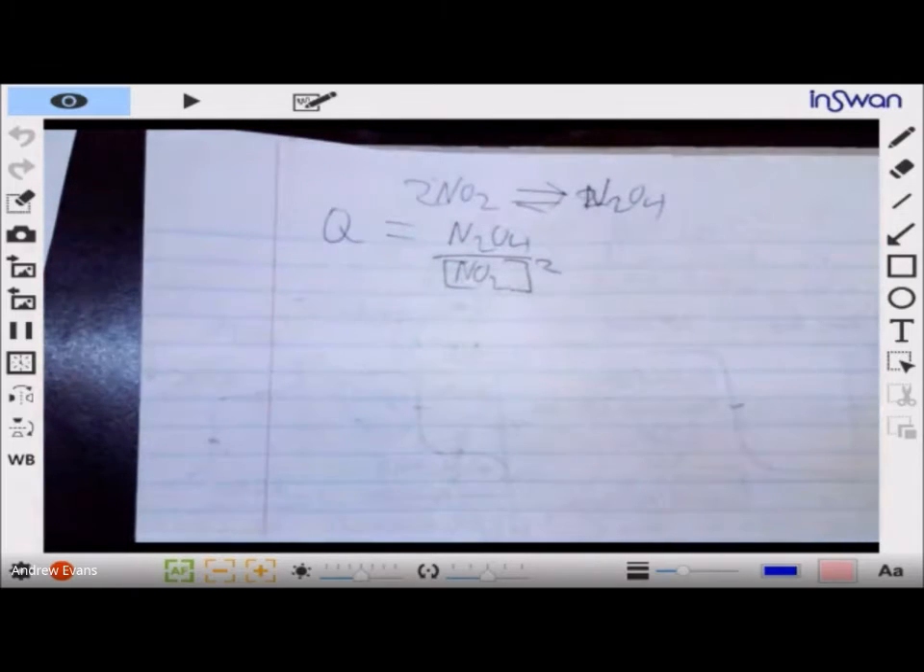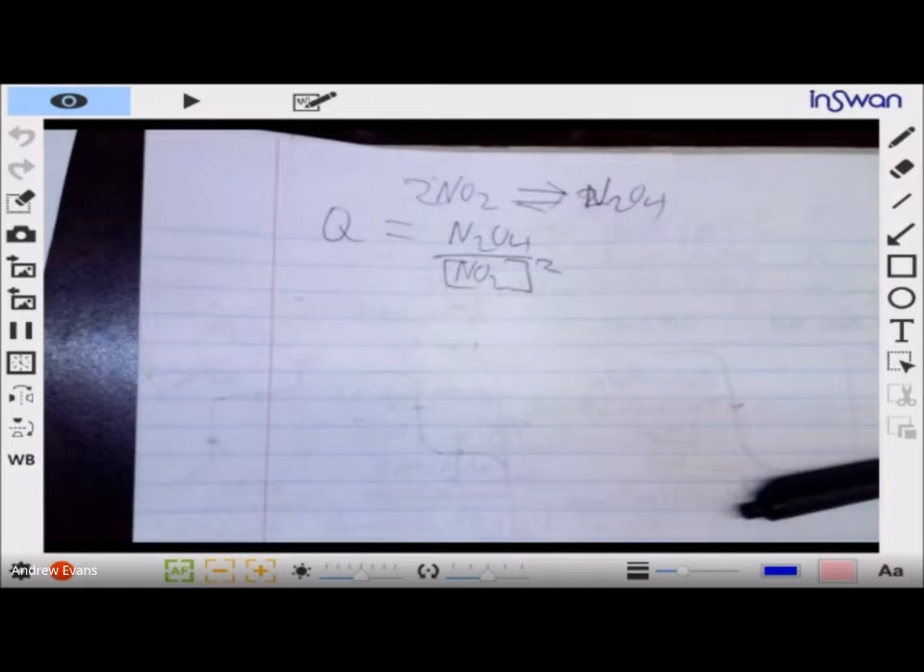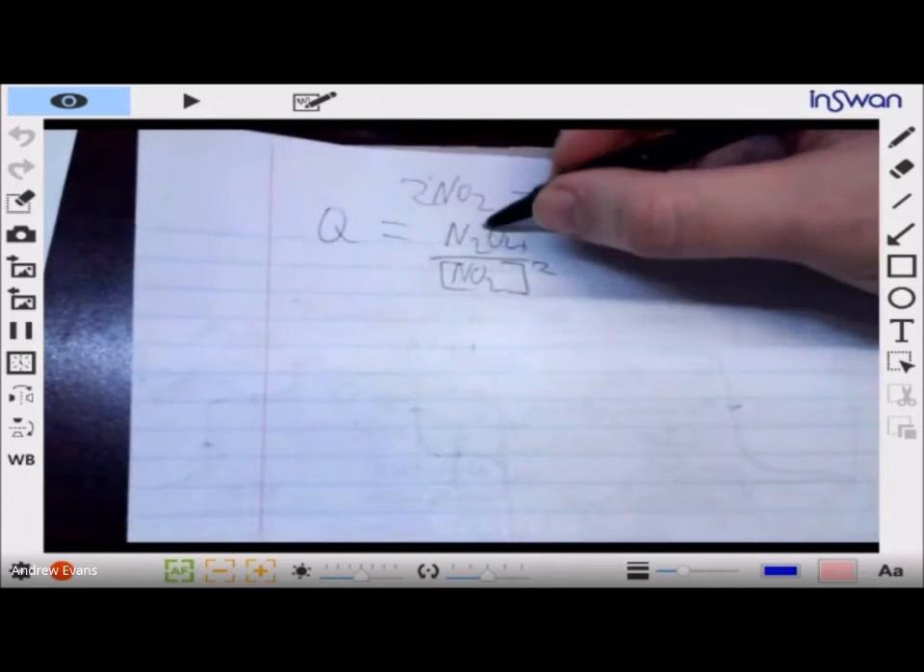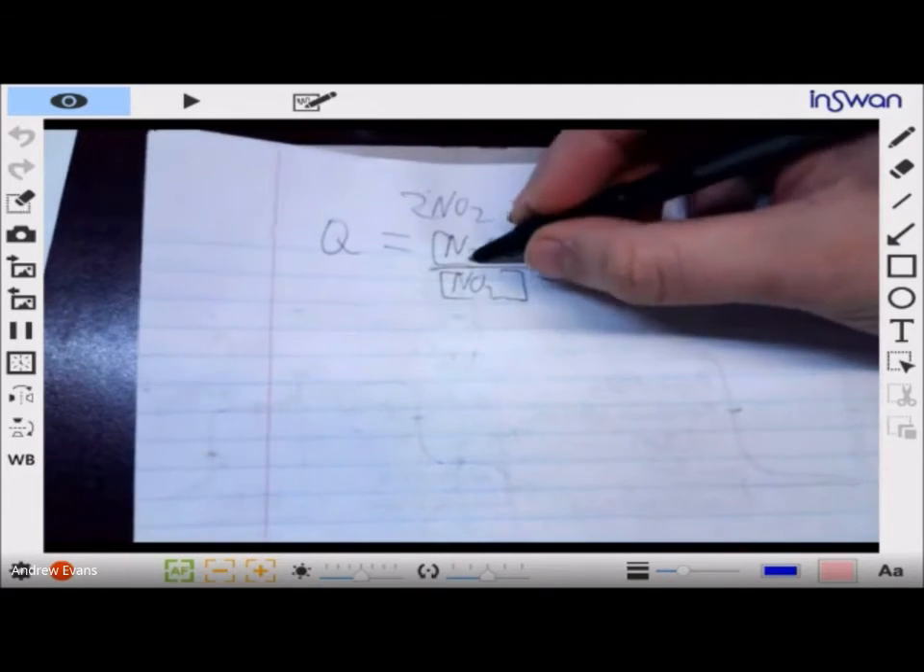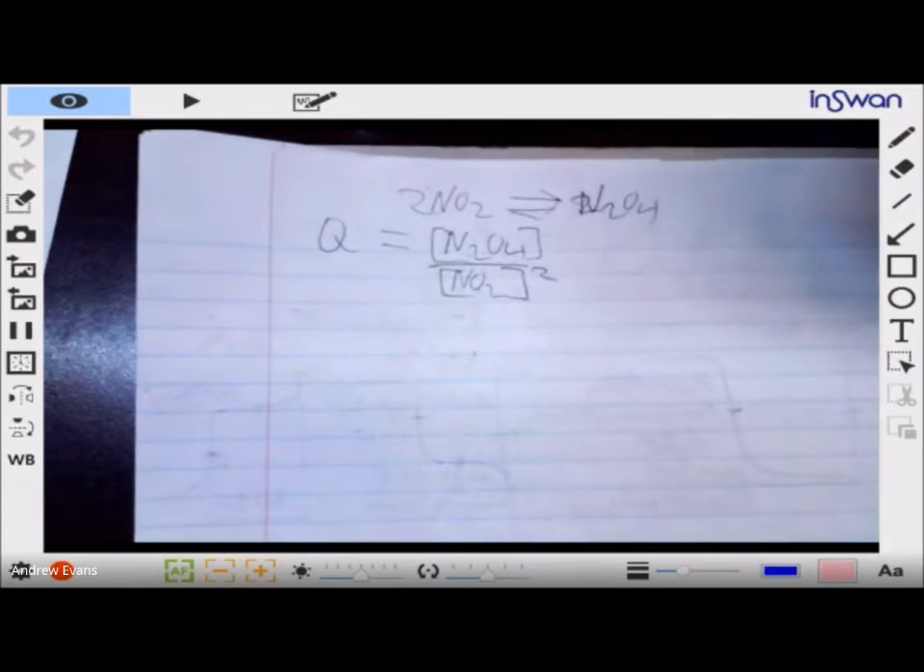The only difference is that Q, by definition, does not have to be at equilibrium. K is always looking at when the reaction has ceased, but Q could be at any point of the reaction. It's just like checking your GPS and seeing how close we are to the location, while K is when we are there at the destination. So depending on the concentrations of N2O4 and NO2 during that snapshot, we can figure out how close we are to the destination, how close we are to equilibrium.